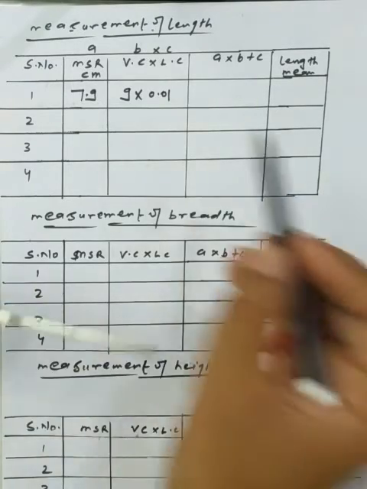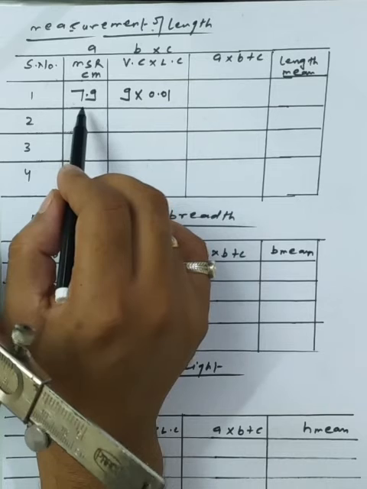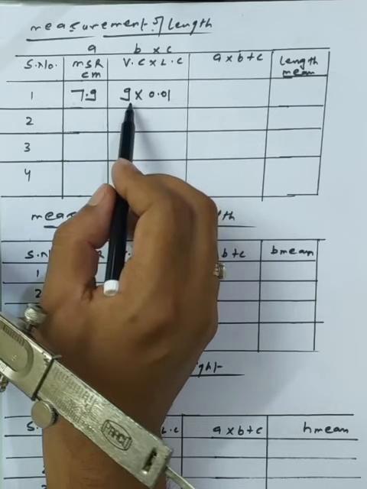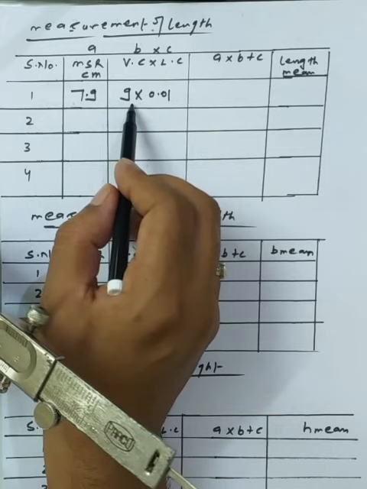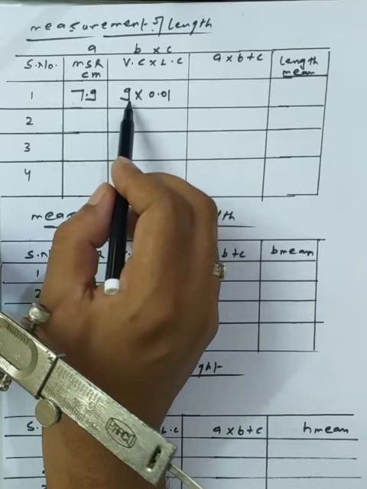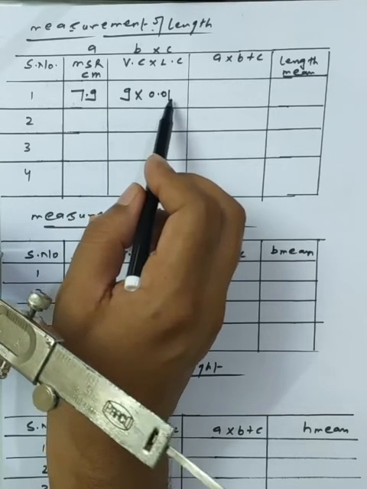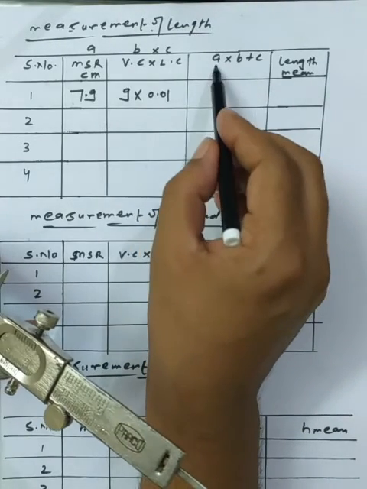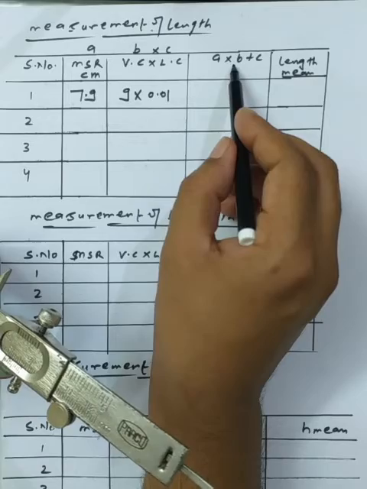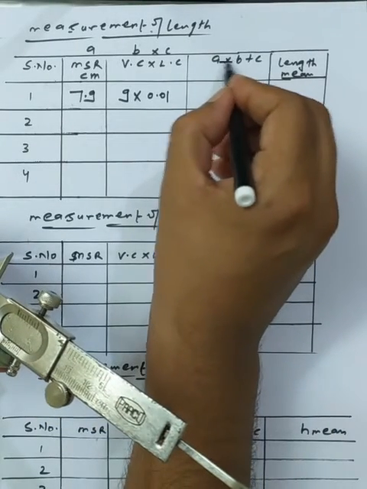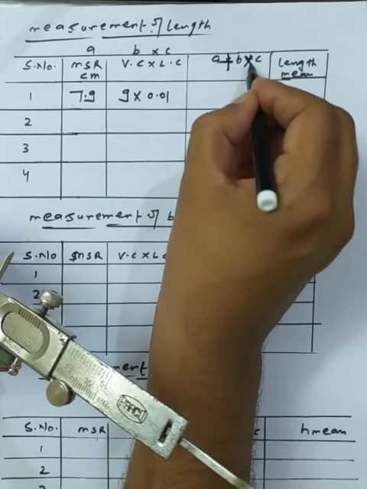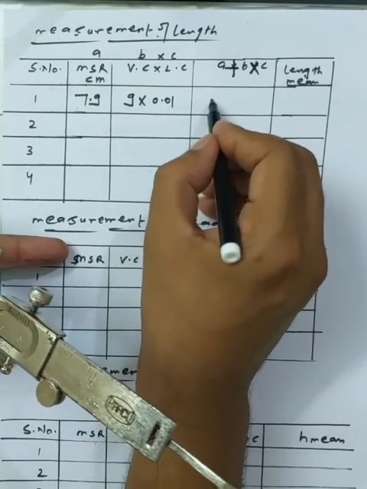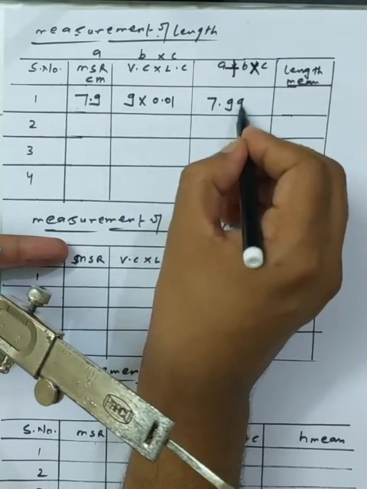Whenever I write all these things in a table, I write 7.9 and in the other bracket the vernier constant, that is, the ninth line of the vernier scale matches the main scale, times the least count. Solving the expression a plus b cross c, we multiply it. So what we finalize is 7.99 centimeter.